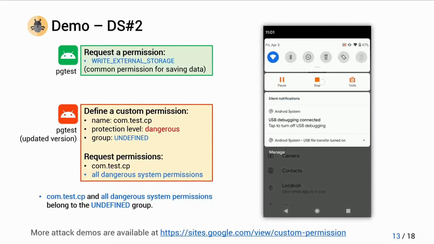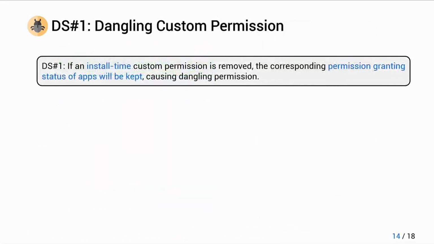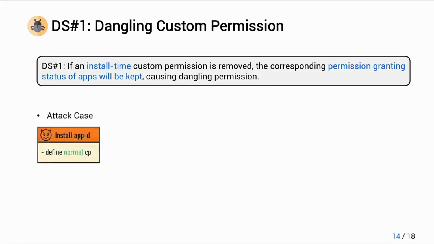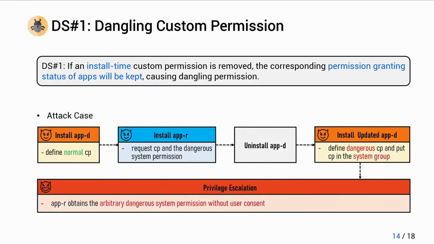Okay, let's take a quick look at the other three shortcomings. Shortcoming number 1 is juggling custom permission. We found that if an install-time custom permission is removed during the app installation or update, the corresponding granting status of apps will be kept. Exploiting this shortcoming through app installation and uninstallation operations, an adversary can get an arbitrary dangerous system permission without user consent.